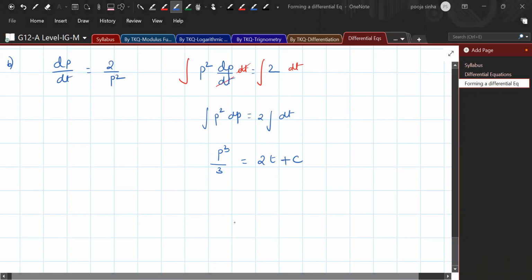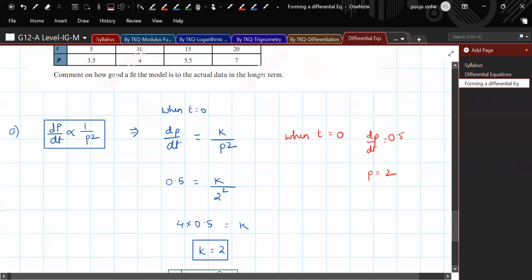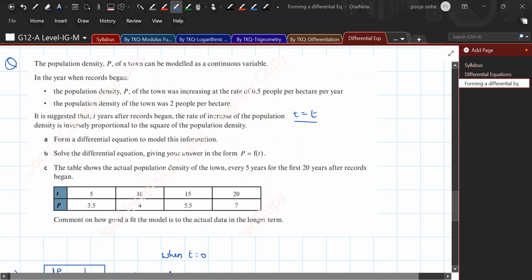Right. Now what is the other information I know? This is my general solution. Now I have to find c. To find c, is any other information available to me? I don't know. Is that table the information? T.